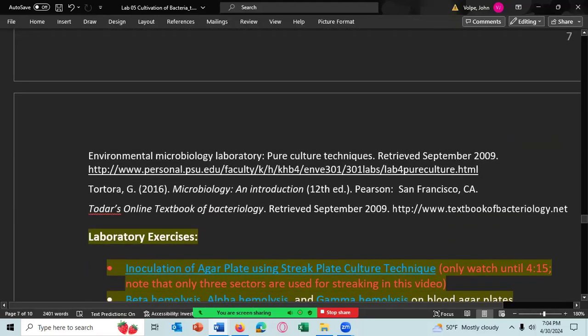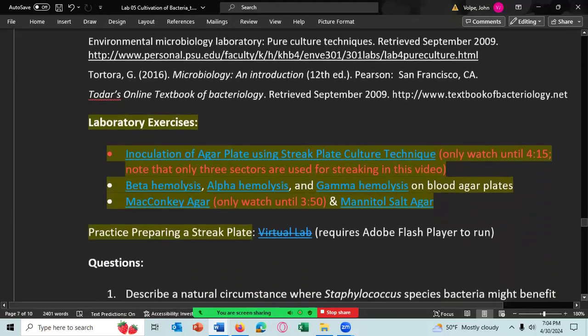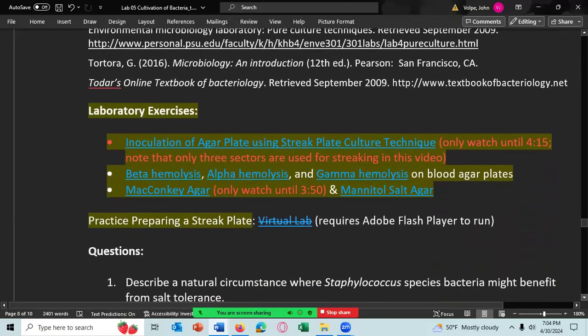In today's lab, you're going to be inoculating an agar plate using the streak plate culture method. And we have a little video which you can click here to watch. You only need to watch it up until 4 minutes and 15 seconds. On this plate, note they're using the 3-sector method instead of the quadrant method, which is 4 sectors.